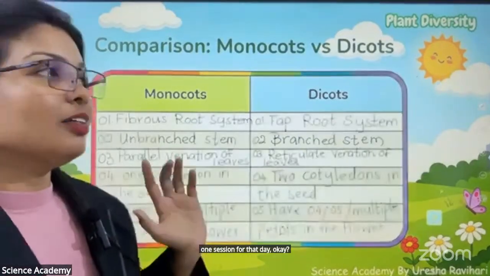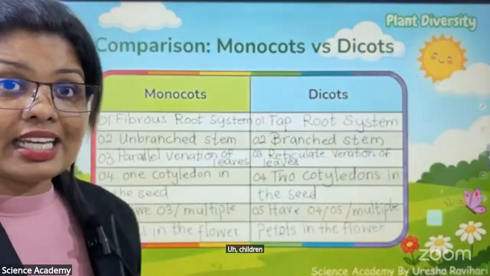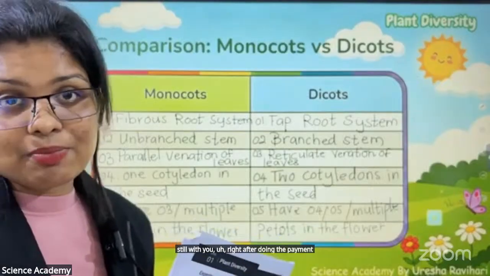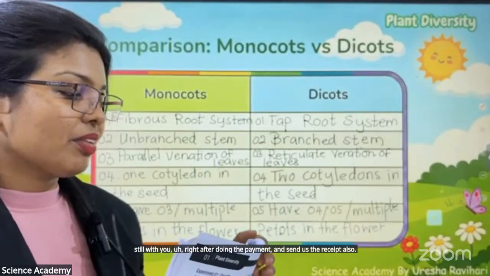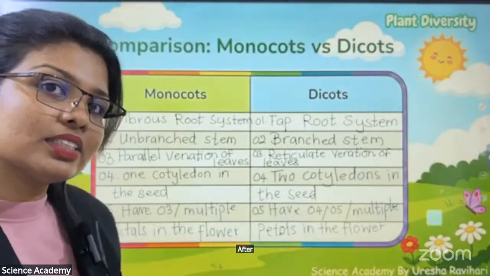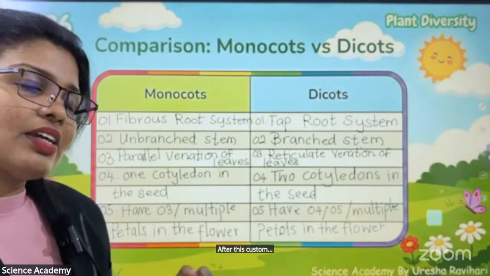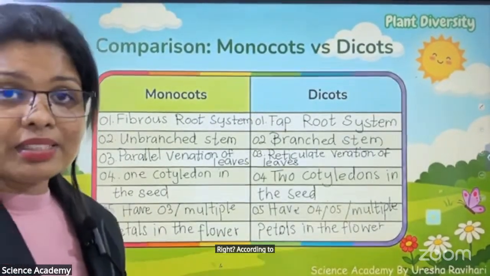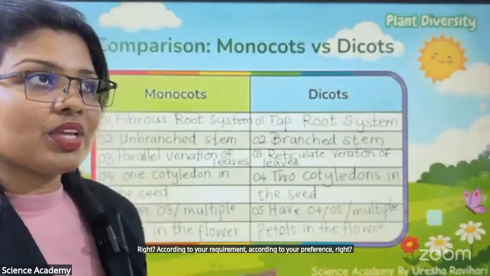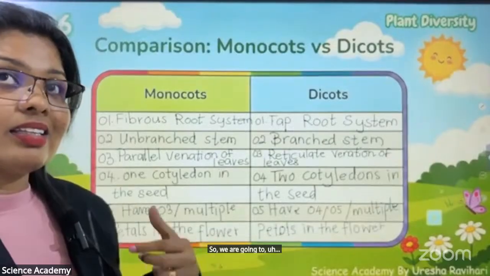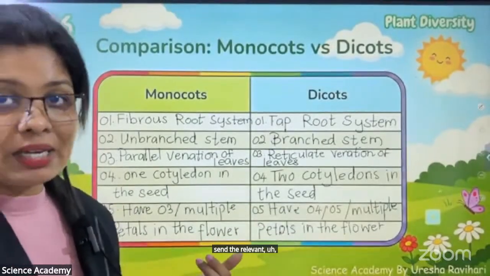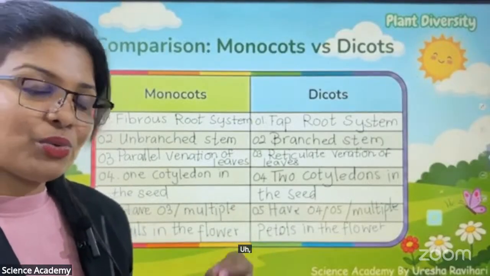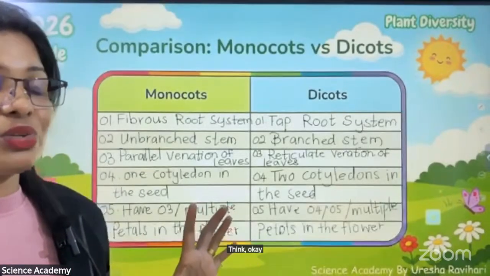Children, keep the static electricity tube with you after doing the payment, and send us the receipt also. After this first term, we'll check according to your requirement and preference, and send the relevant suits with printed covers. You can decide it.